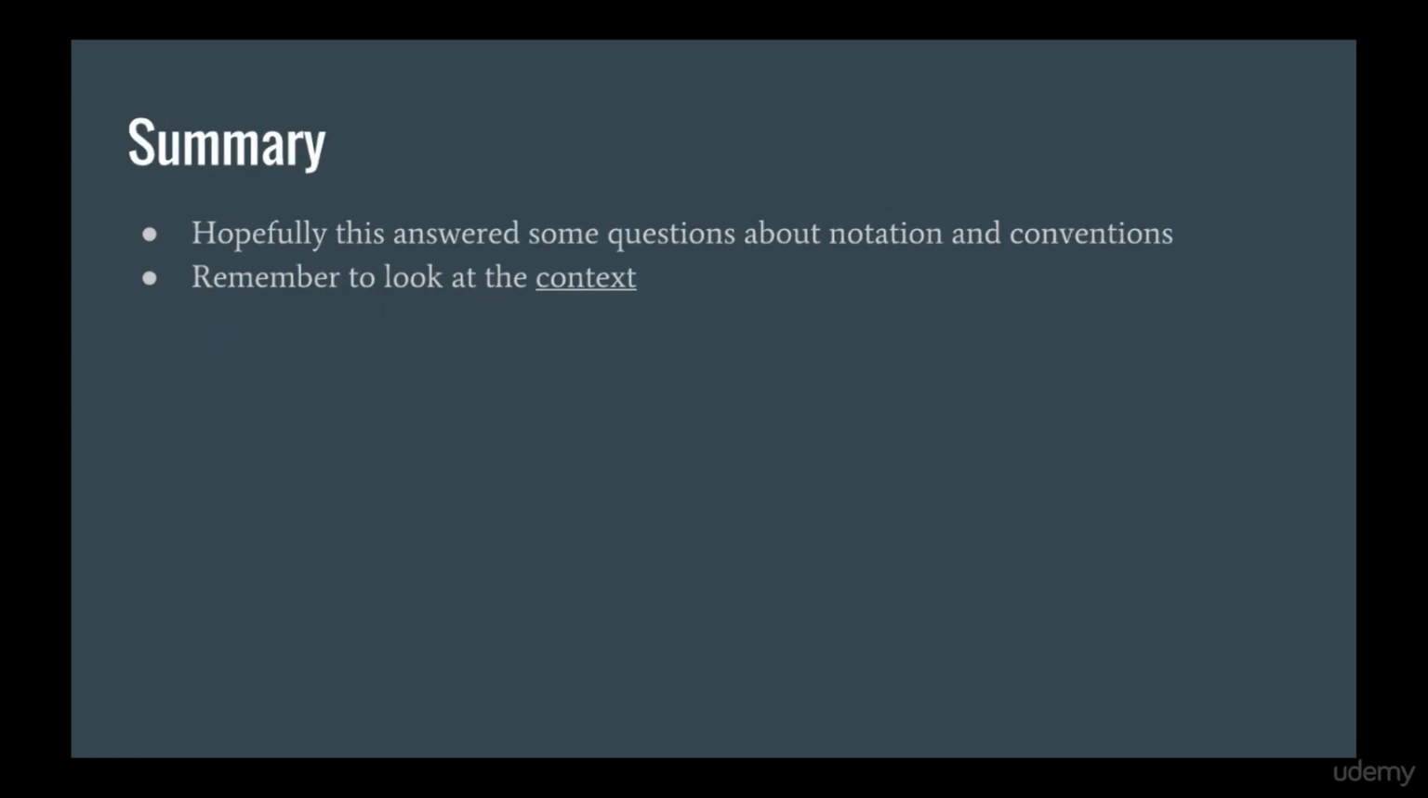So hopefully this lecture helped answer some questions you may have had about our choices of notation and conventions in mathematics. If you're ever confused about what a letter means, or it seems contrary to what you think the letter means, look at the context it's being presented in. Where the letter is placed, relative to other letters, should give you a sense of what it's being used for.